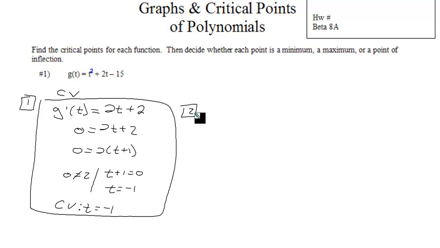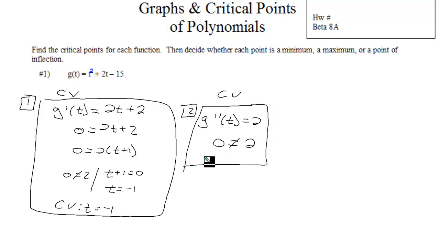Step 2, see if you can find more critical values by taking the second derivative. That's the derivative of the derivative. Derivative of 2t is 2. Derivative of 2 is 0. Set it equal to 0. You get 0 equals 2. No, it doesn't. So we only have one critical value. That means we only have one critical point.